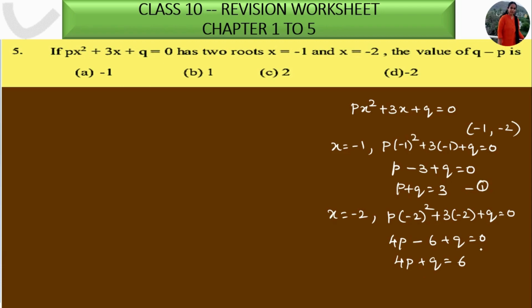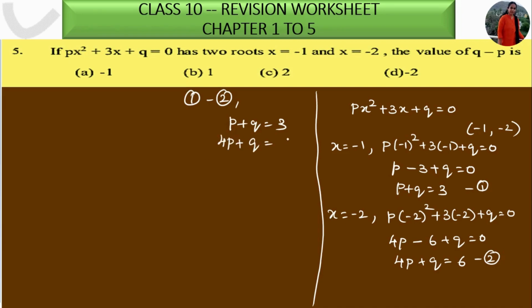So if we keep this as 1 and if we keep this as 2, 1 minus 2. What is 1 minus 2? This p plus q is equal to 3 is the first equation. 4p plus q is equal to 6 is the second equation. If we subtract, all signs will change. So q minus q gets cancelled. P minus 4p. Here negative sign is for bigger number. So we will get minus 3p is equal to 3 minus 6 is minus 3. So both the negatives get cancelled. Or you can write p is equal to minus 3 by minus 3. Negatives get cancelled. 3 by 3 equal to 1.